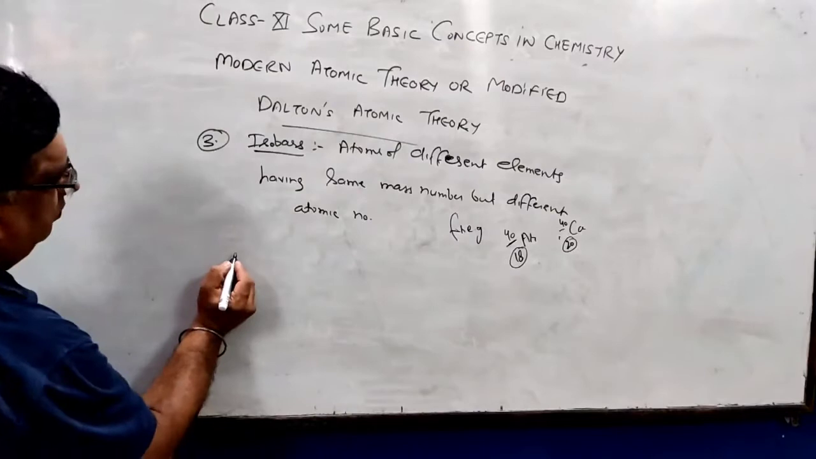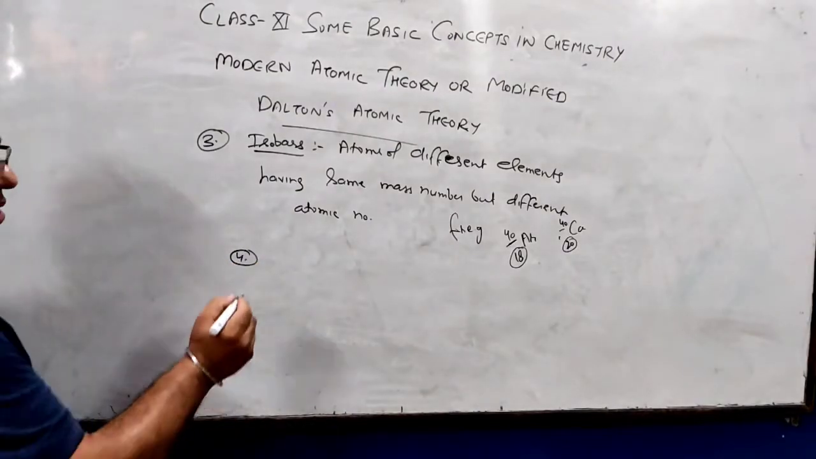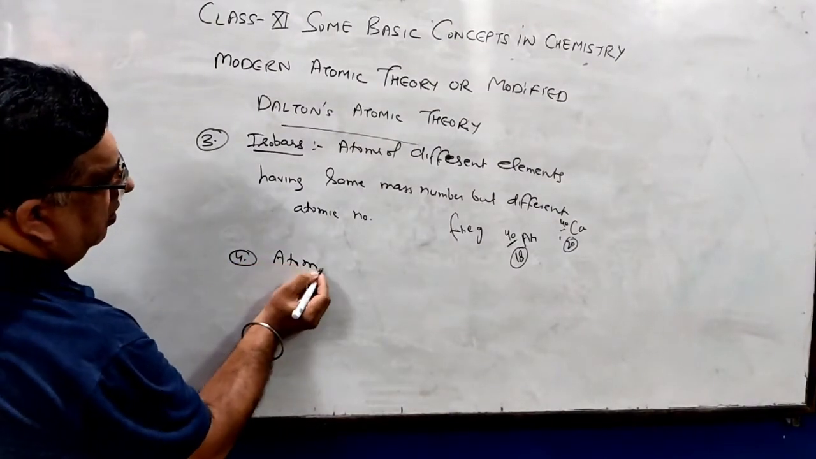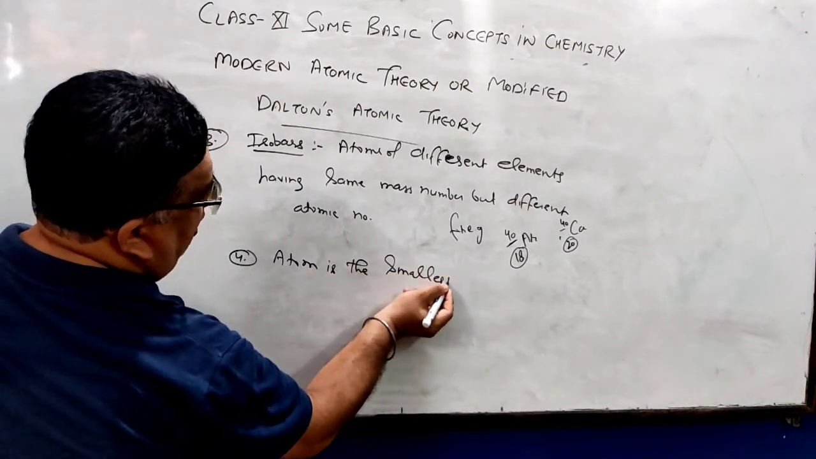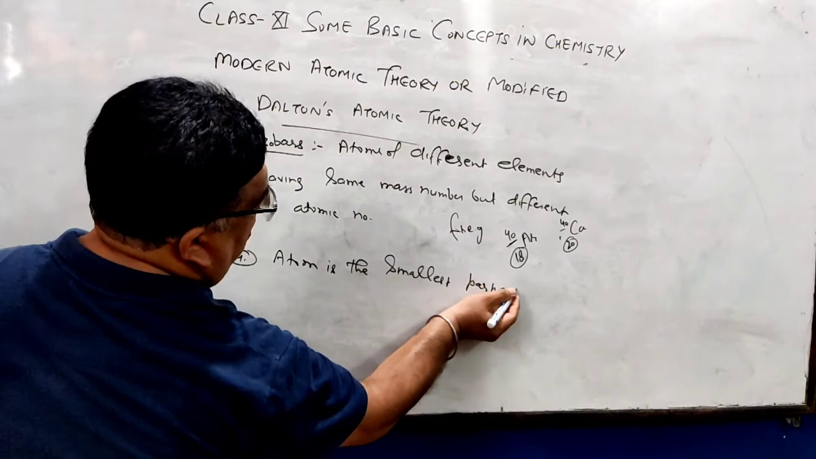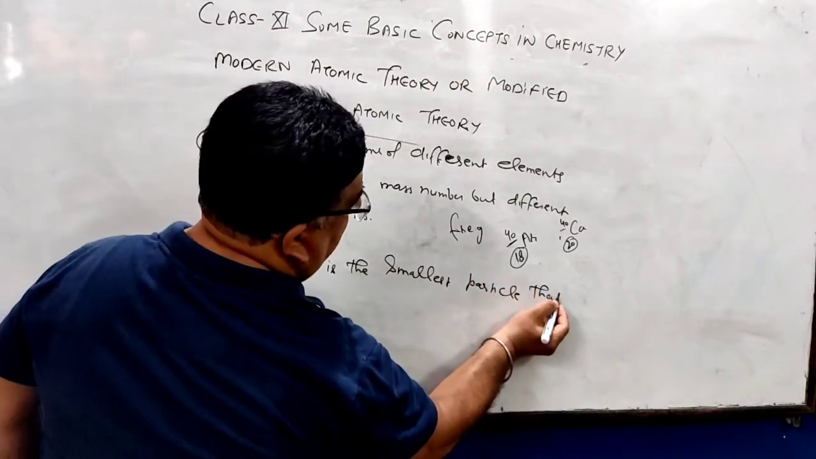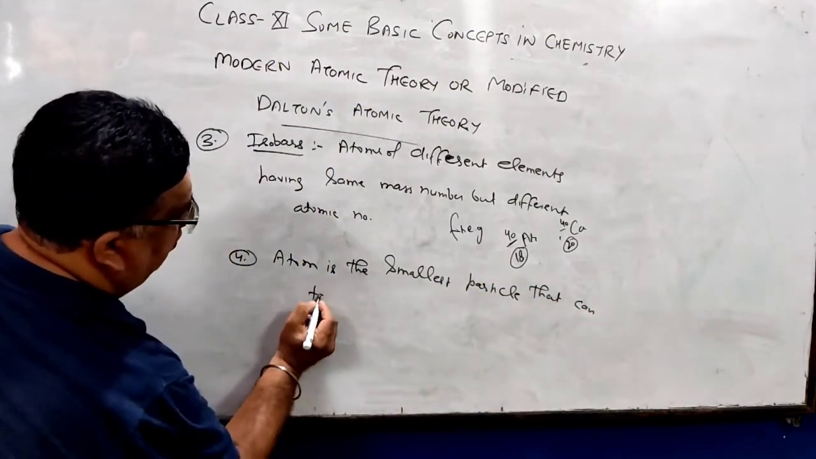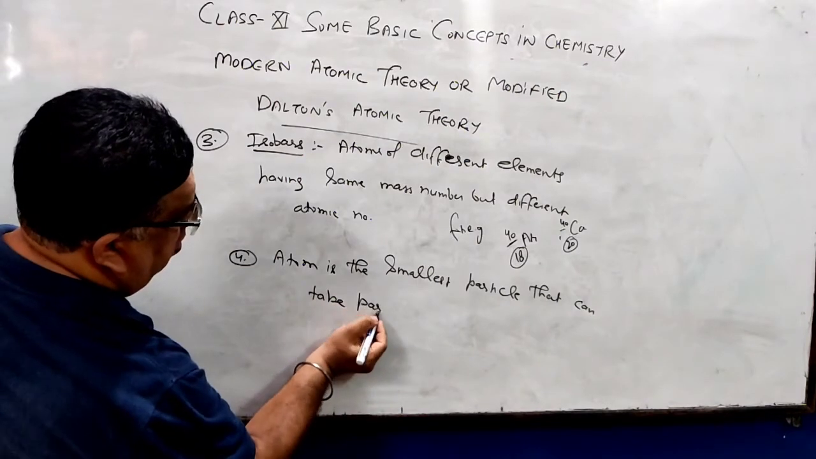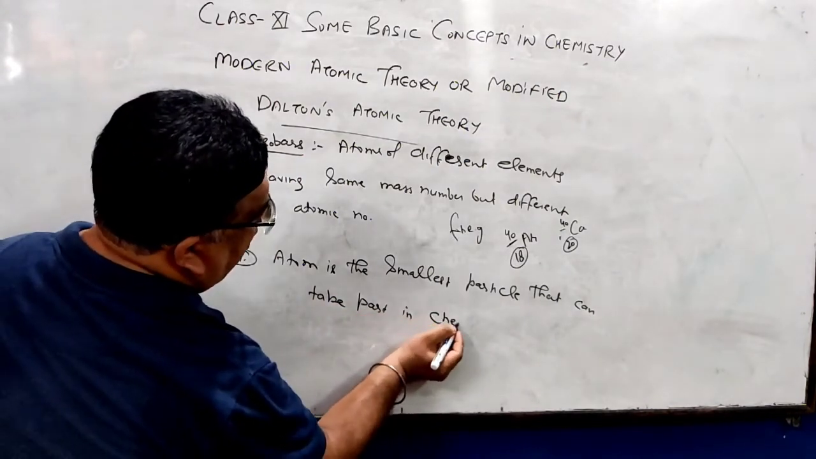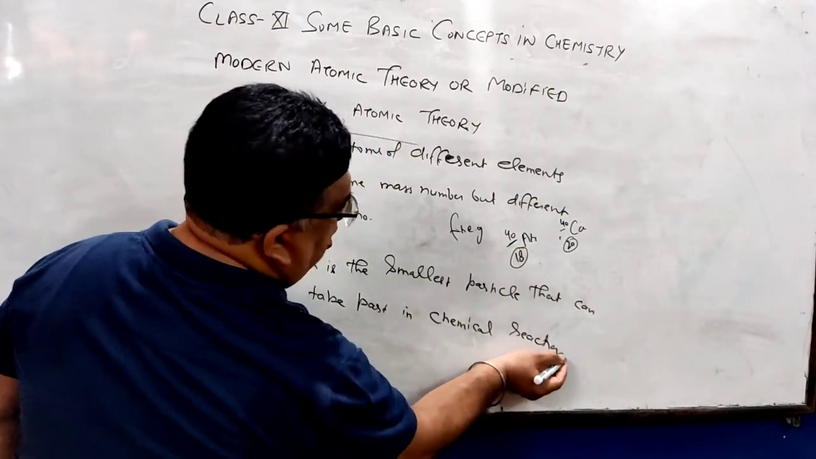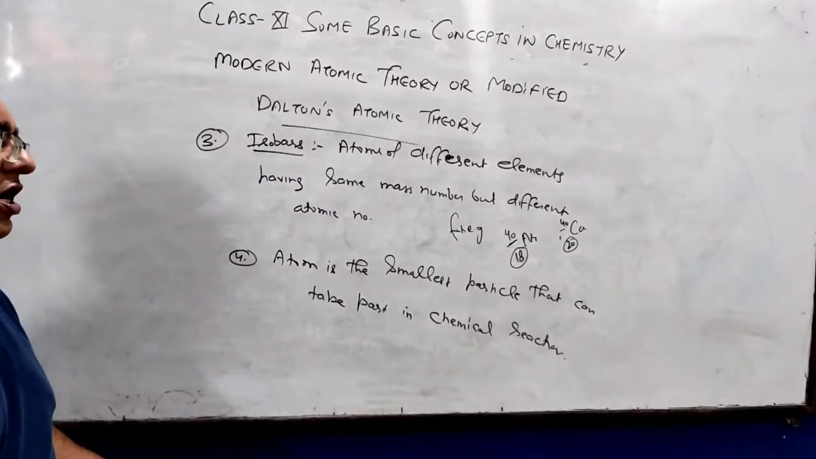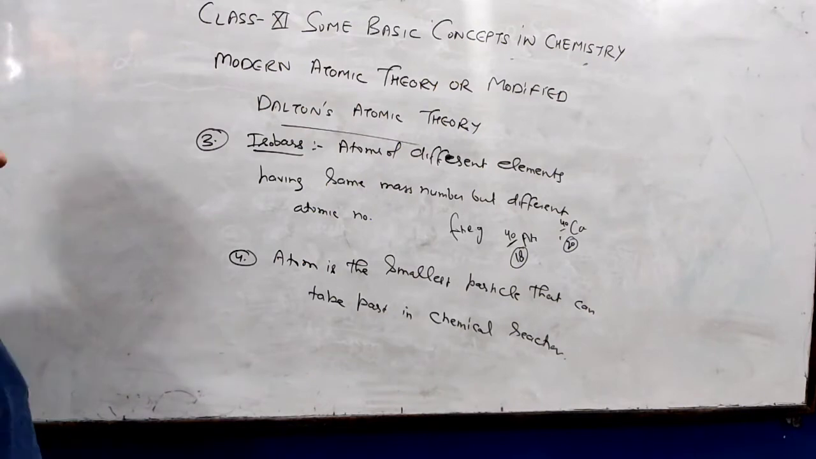Fourth point. Atom is the smallest particle that can take part in chemical reaction. This point is same as per Dalton's atomic theory. The atom is the smallest particle that can take part in chemical reaction. Next point.